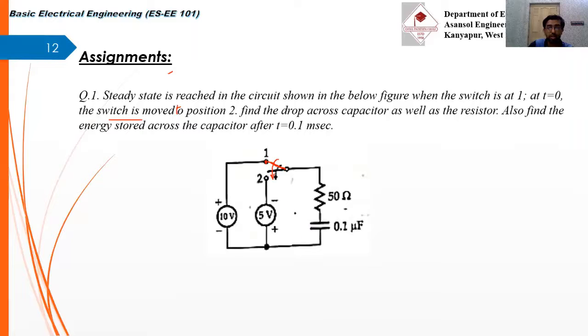Now using the KVL formula, formulate the equation, and by integration and differentiation calculate the value of current. What is I as a function of t? There, in place of t, put 0.1 millisecond, that means 0.1 into 10 to the power minus 3, and you will get one numerical value. I hope you can solve it.